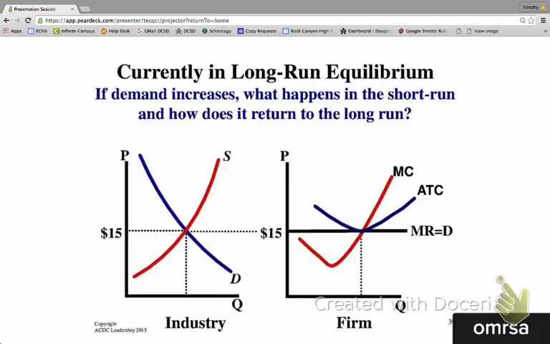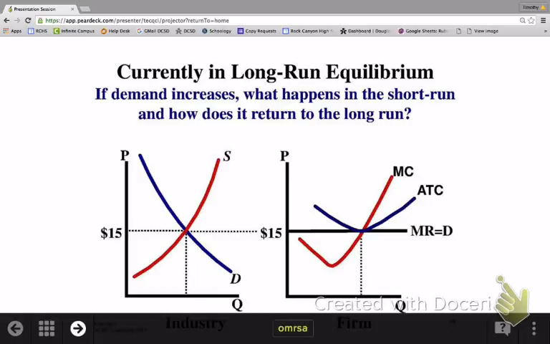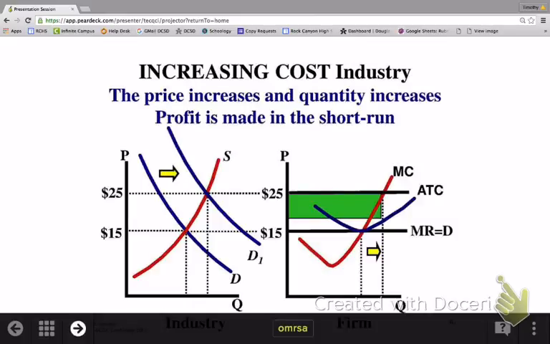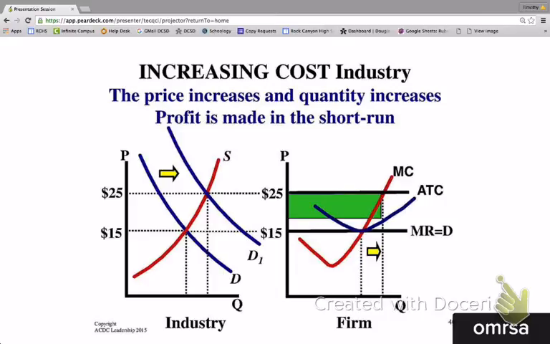So if demand increases, what happens in the short run? How does it return to the long run? In an increasing cost industry, the price increases and quantity increases. So when that happens, profits are made in the short run, and you see that represented here.